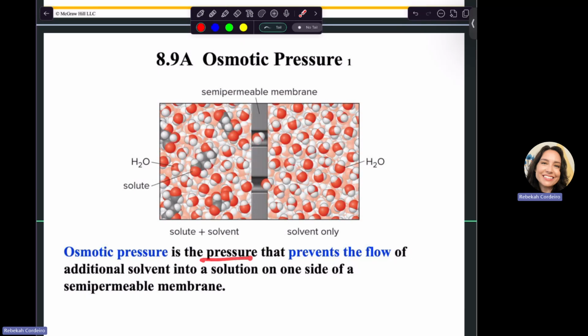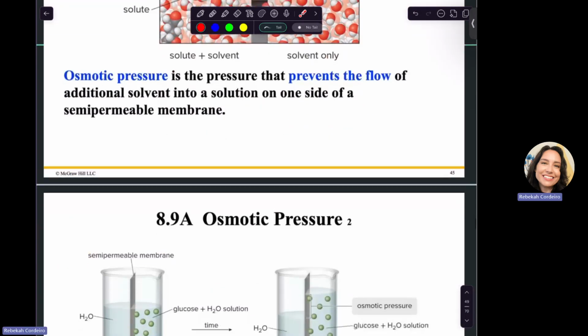Osmotic pressure is the pressure that prevents the flow of additional solvent into a solution. So eventually we'll move over water, and at some point the water will stop moving over because the pressure on this side will get to be too high. This side is not going to be dry, no water eventually, right? It's going to get to a certain point where it can't go anymore because there's no more room. The pressure over here is too high. There's no more room for water to come in. That's the osmotic pressure. Again, you don't need to worry about doing math or anything with this. It's just definition stuff, okay?